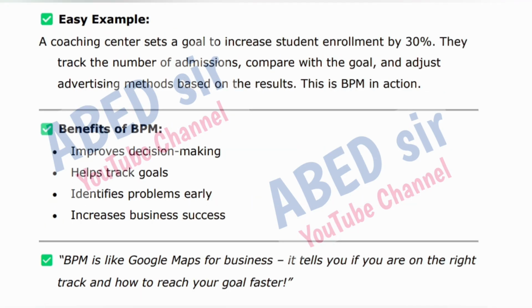Easy example. A coaching center sets a goal to increase student enrollment by 30%. They track the number of admissions, compare with the goal, and adjust advertising methods based on the results. This is BPM in action. Benefits of BPM. Improves decision making. Helps track goals. Identifies problems early. Increases business success. BPM is like Google Maps for business. It tells you if you are on the right track and how to reach your goal faster.